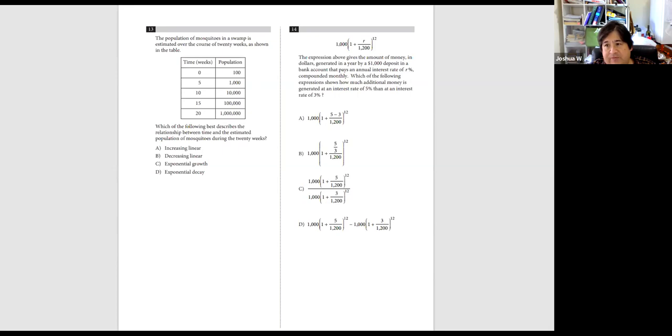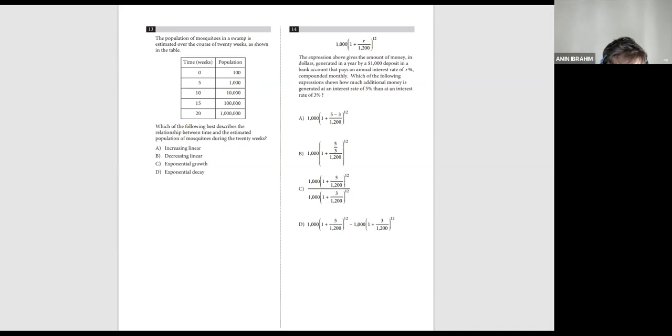Only 20 minutes left. Amin, can you read question 14? The expression above gives the amount of money in dollars generated in a year by a $1,000 deposit in a bank account that pays an annual interest rate of R%, compounded monthly. Which of the following expressions shows how much additional money is generated at an interest rate of 5% than at an interest rate of 3%? Okay.